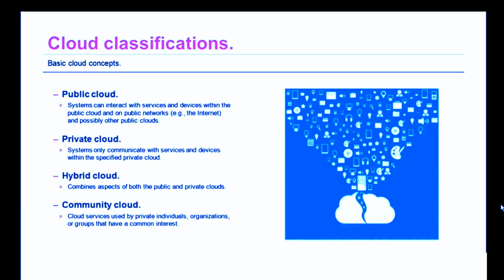The first classification of cloud computing that we're going to talk about is the public cloud. This is where systems can interact with services and devices within the public cloud and on public networks, like over the internet, and possibly with other public clouds. The public cloud is where the services that are provided are not just provided to a specific user, but are open for the public to purchase and use.